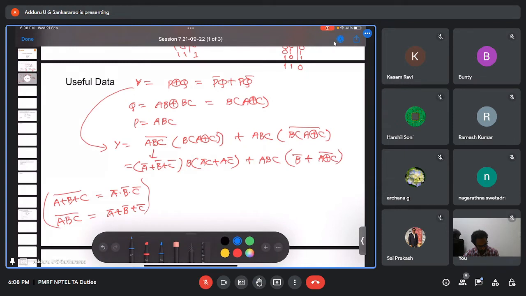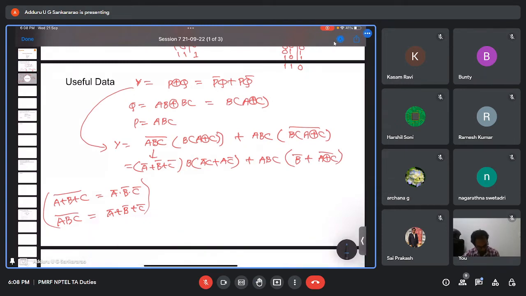Now in the first one, B and B bar if you multiply, we get 0. We know x into x bar is 0, so that term will become 0. Then what is left is A bar plus C bar into B into A bar C plus AC bar.